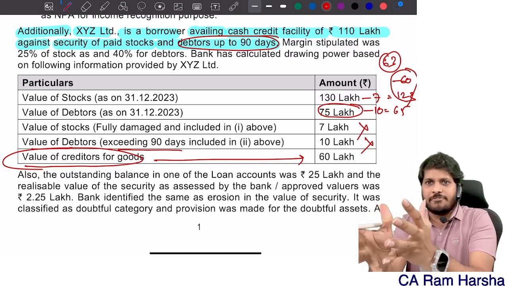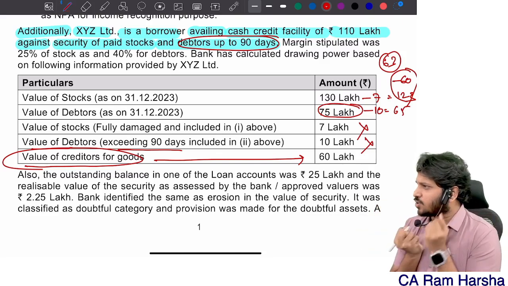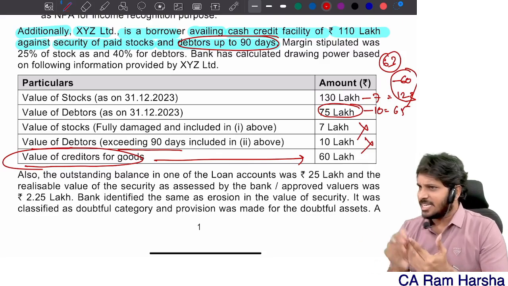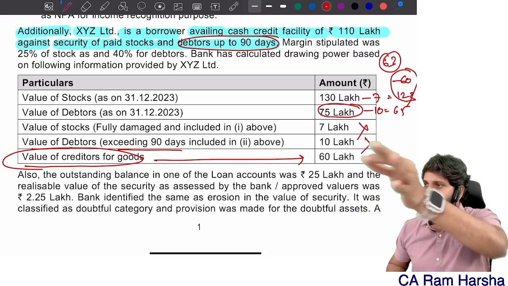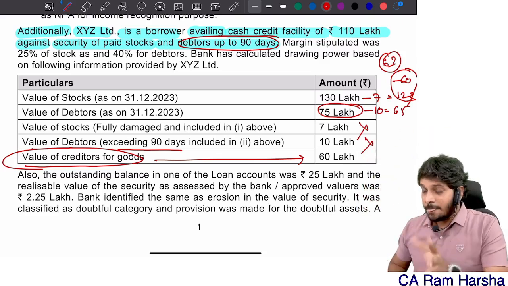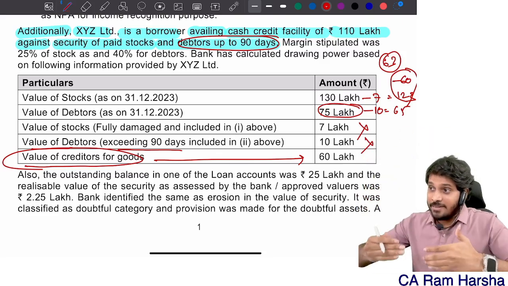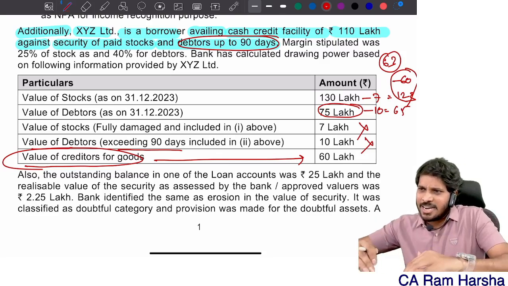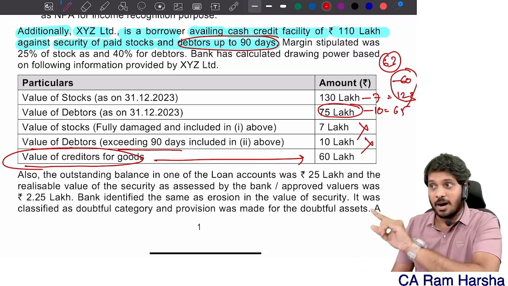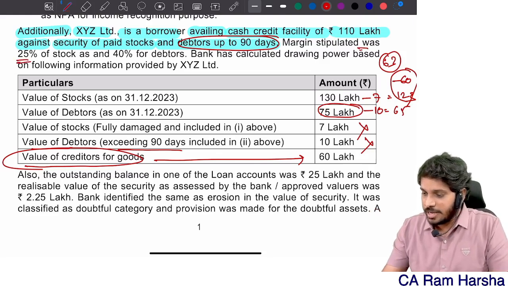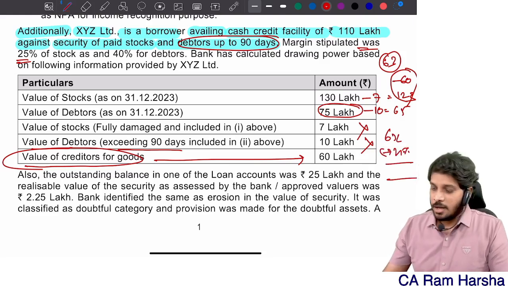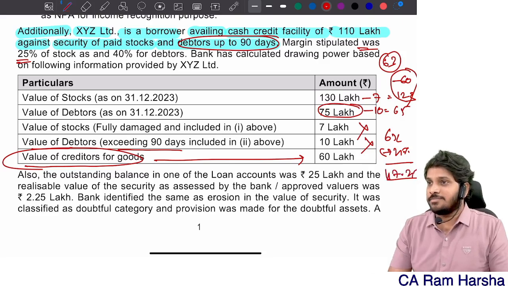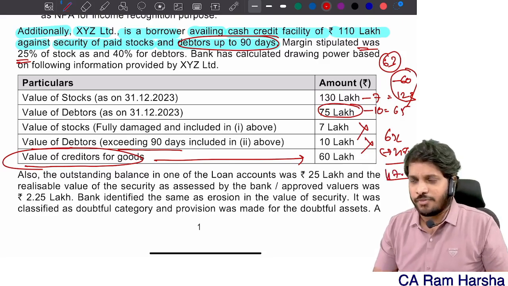How much worth of value of stock did the customer give? 63 lakhs worth only. Because out of 130, 7 lakhs damaged, 60 lakhs creditor is there, 63 only your own. Yes or no? Now tell me, will the banker give you the entire 63 lakhs worth of loan? No. He will keep margin. How much margin? 25%. So 63 lakh minus 25% is equal to how much? 47.25. Okay, very good.